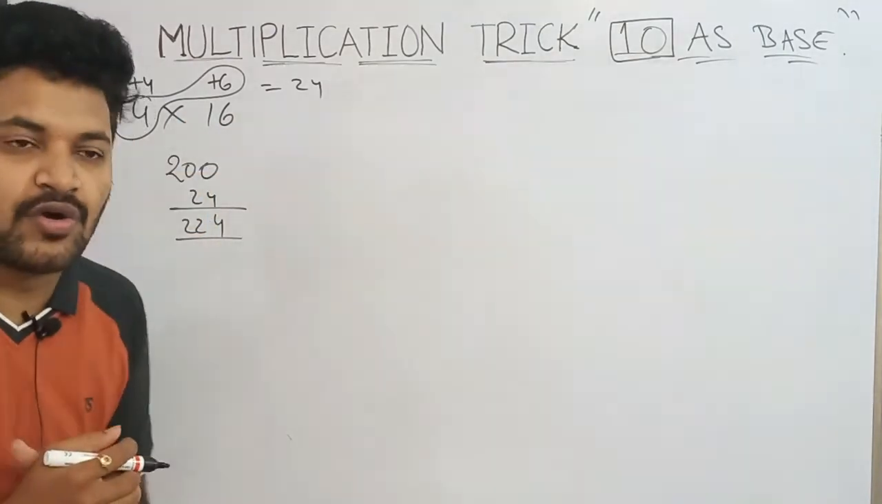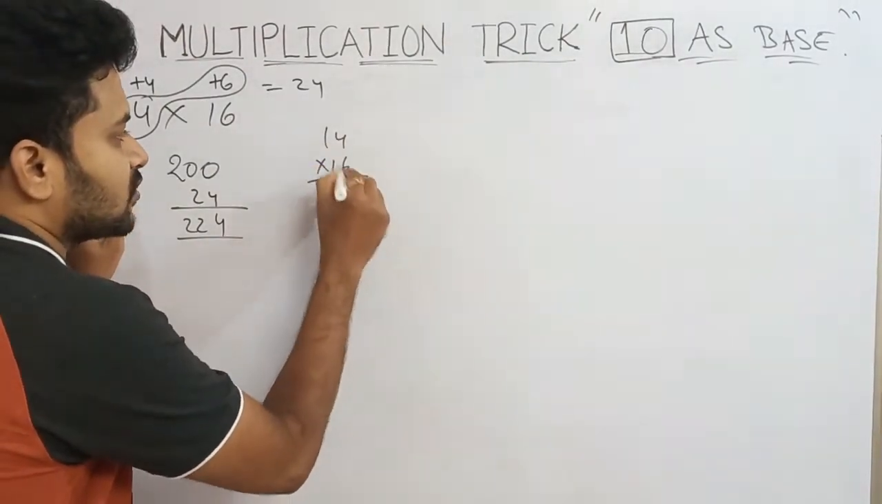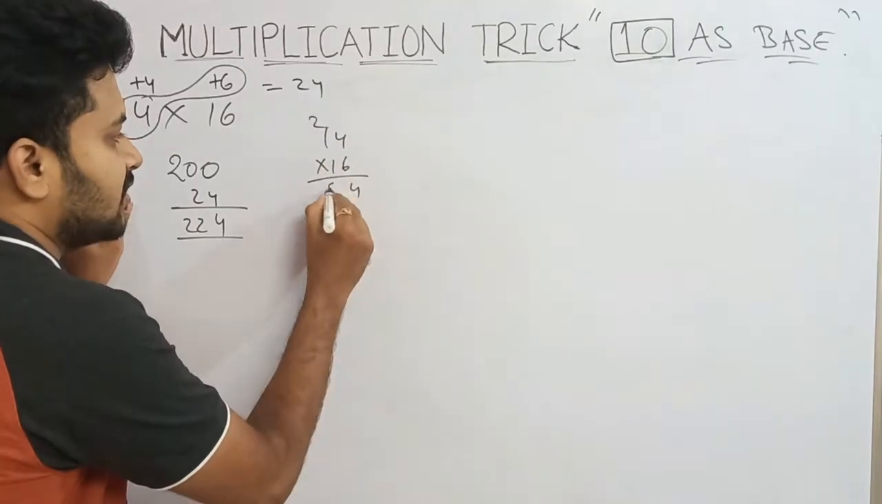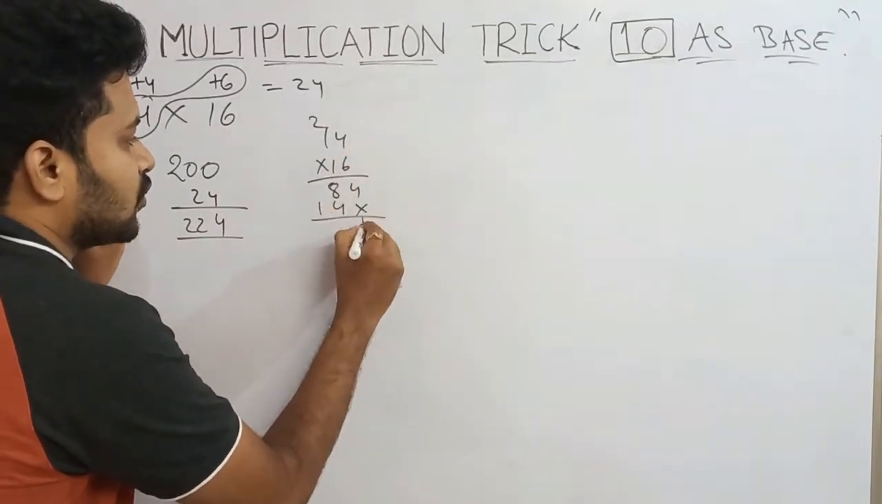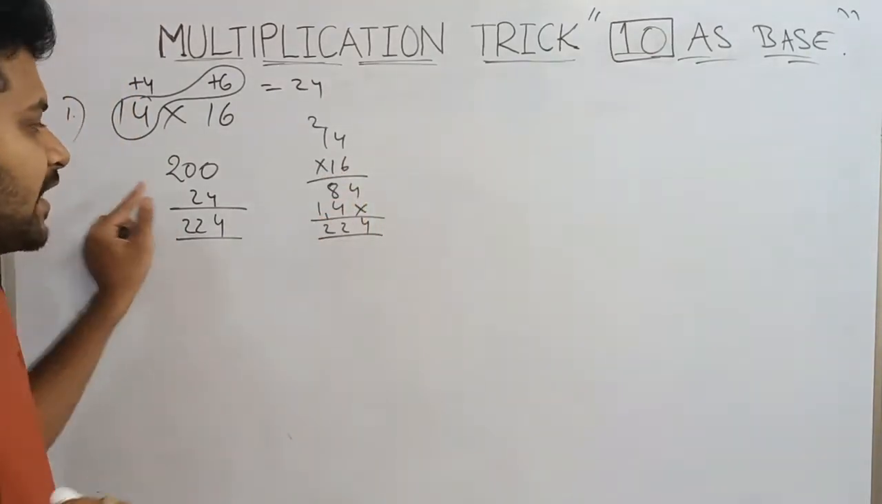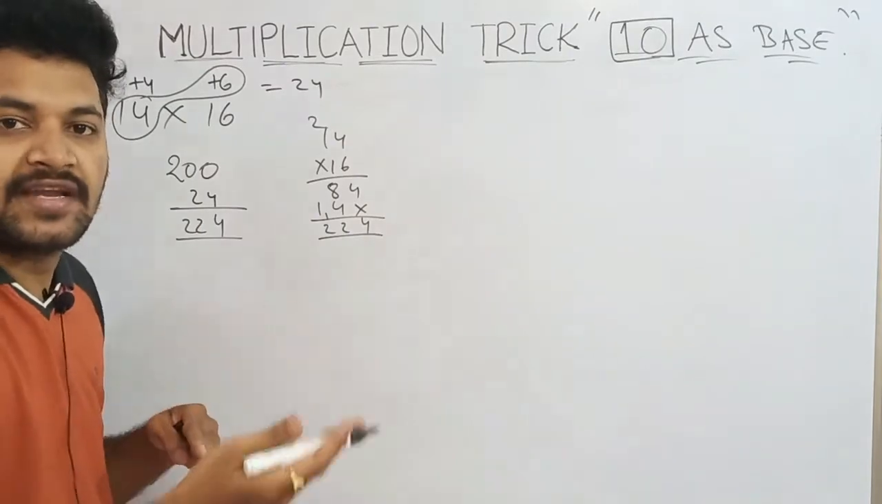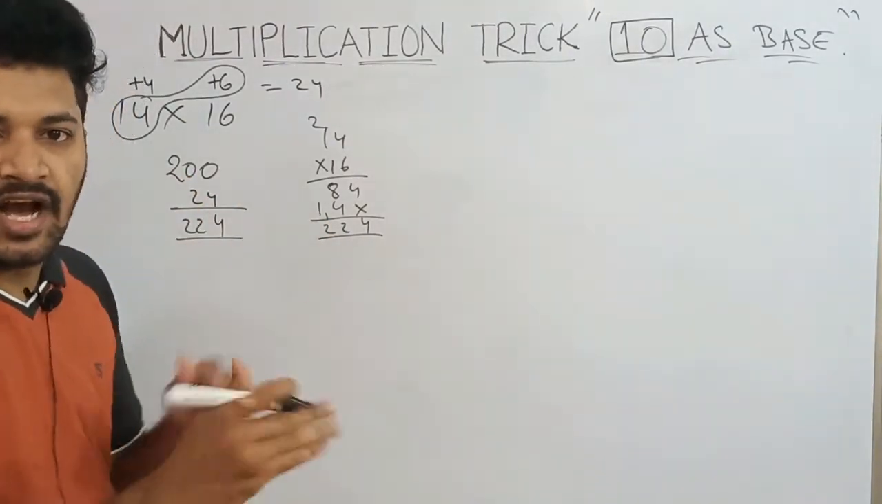In general, how would you do it? 14 into 16. 6 fours are 24. 6 ones are 6. 1 four is 4, 1 one is 1. So 4, then 8 plus 4 is 12, then 1 plus 1 is 2. It will save time while practicing sums. After 2-3 examples, you can say the answer directly by seeing the question only.